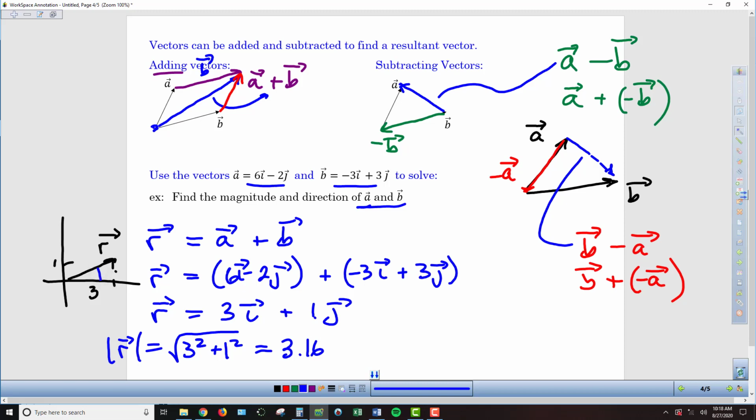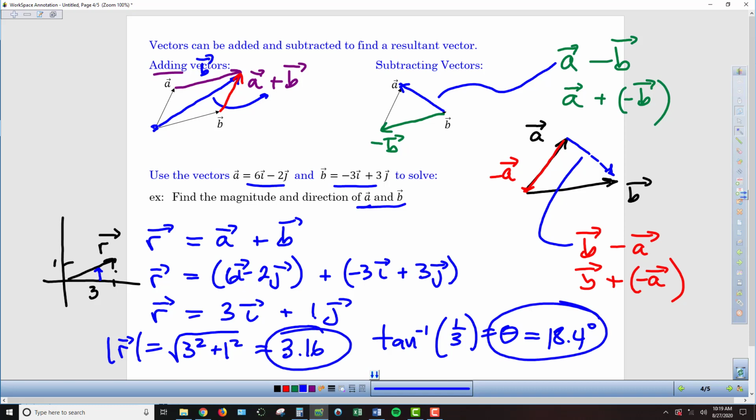For our angle, it's going to be the one that's measured from the positive x-axis, rotating counterclockwise. So we're going to use inverse tangent of 1/3 to equal our direction. Going to our calculator, we find that that angle's measurement is 18.4 degrees. Again, these two pieces of information, the magnitude and the direction, are embedded in this 3i plus 1j. It's just two different ways of communicating that same information.